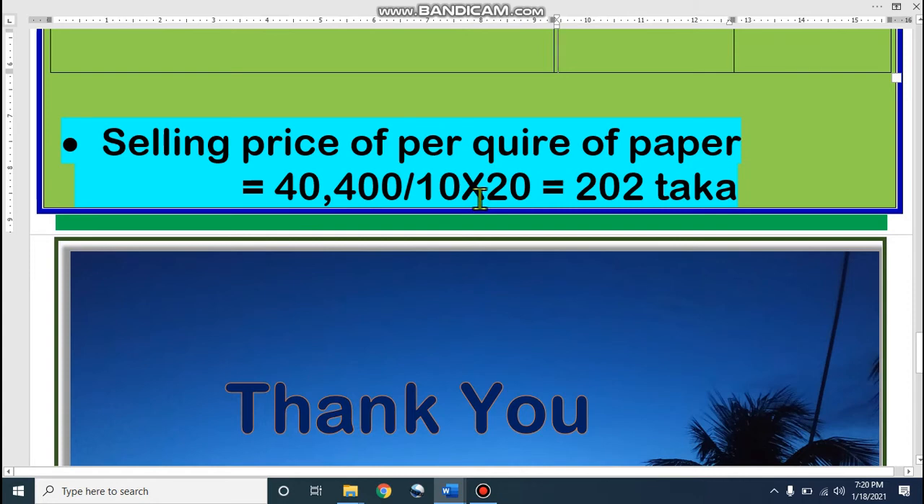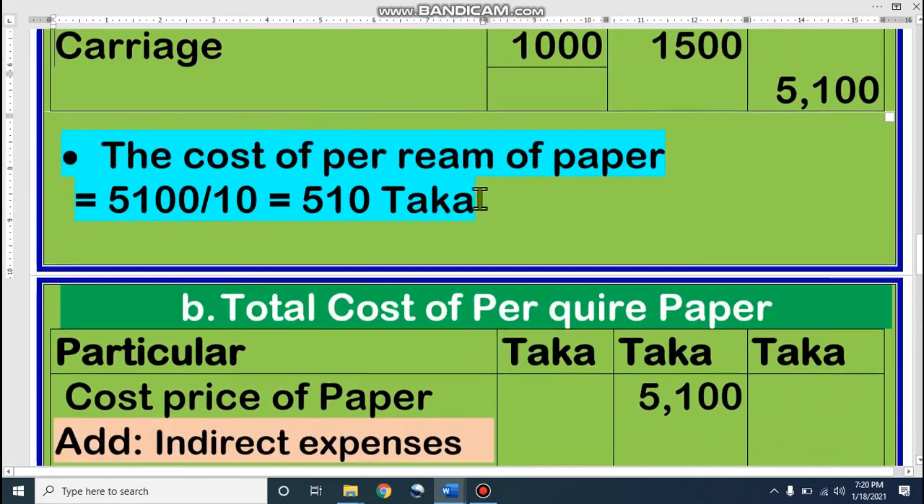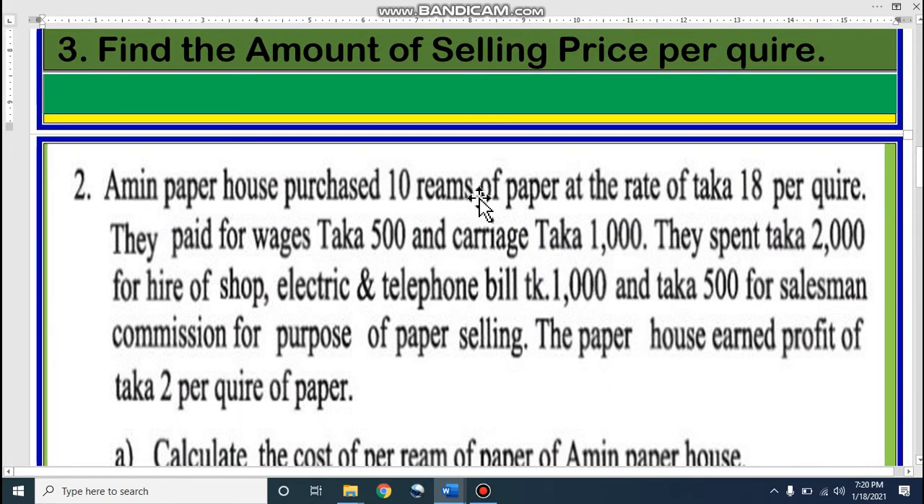I hope all of you understand, dear student. Again I am telling, if you have any types of question, any types of confusion, you should discuss with me. Look at, I am telling the question again. Amin paper house purchased 10 ream of paper at the rate of 18 per square. Then they paid wages taka 500. This is direct expenses. Carriage taka 1000, this is another direct expenses. And they spent taka 2000 for hire of shop. This is indirect expenses. Electricity and telephone bill 1000, this is indirect expenses. And taka 500 for sales and commission, it is also indirect expenses.